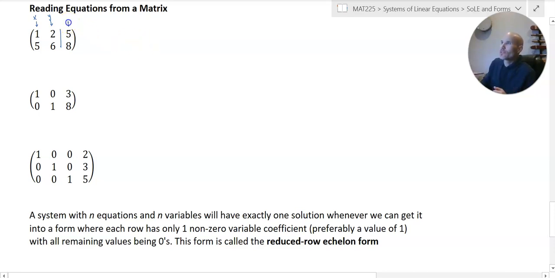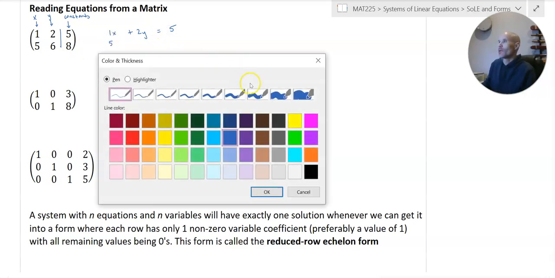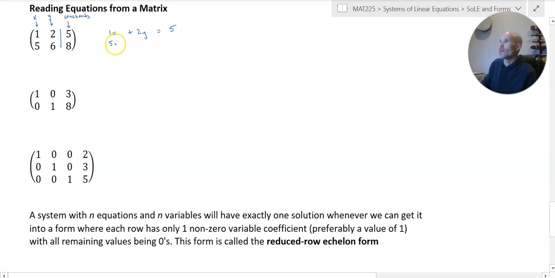And then, of course, if we assume that this represents a system of equations, we know that those are the constants. So this would be the system 1x plus 2y equals 5, and 5x plus 6y equals 8. Just like that, we know exactly what the system of equations are that are represented in that matrix.